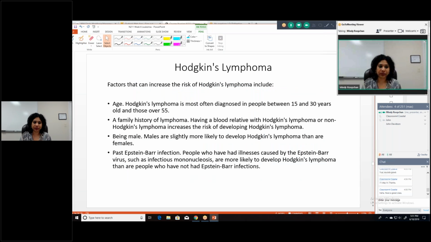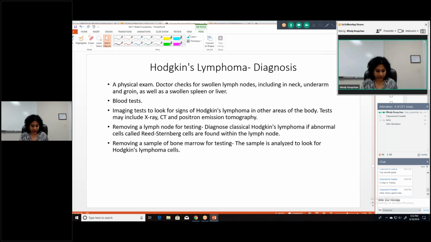So factors that will increase the risk will be age, so between 15 and 30 and over 55, family history, being male, and then a past Epstein-Barr infection. So people who've had illnesses caused by Epstein-Barr viruses, such as mononucleosis, are more likely to develop Hodgkin's lymphoma than people who have not had Epstein-Barr.